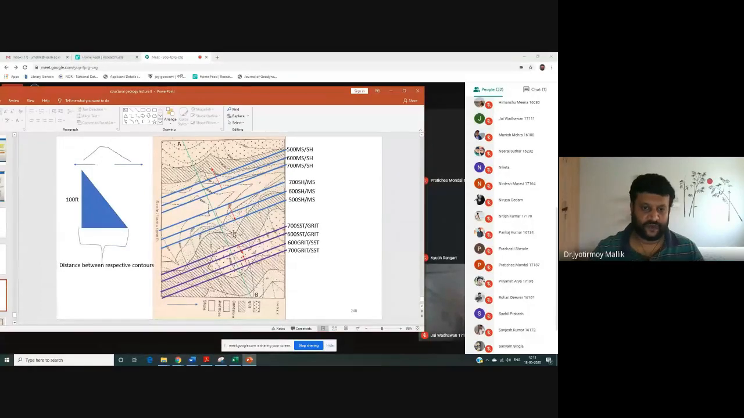Now, if we come back to this part of the map, what we are observing, again, I have drawn strike lines, and so this is 700 sandstone grit. This is 600 sandstone grit. So then the dip direction is towards northeast, and here 600 grit sandstone, and this is 700 grit sandstone. So the dip direction is again towards southwest.